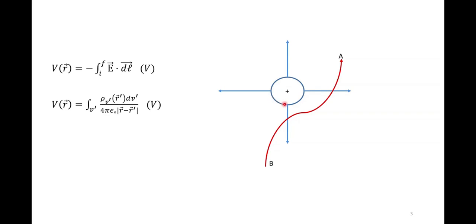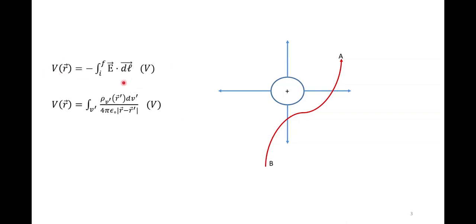We have concluded that the work done doesn't depend on the path of integration, but actually depends on the initial point and the final point, that is point A and point B, where we assume that the charge is at rest. Using the concept of work done in electromagnetics, we have obtained these two relations.